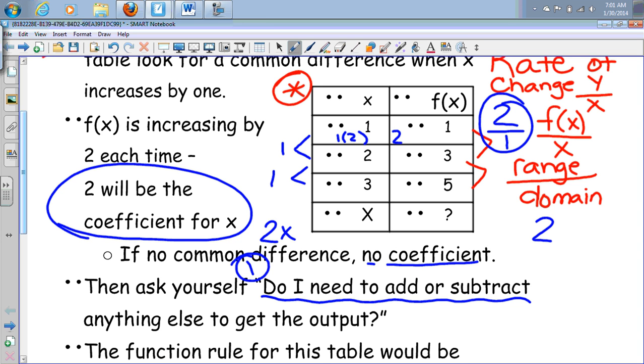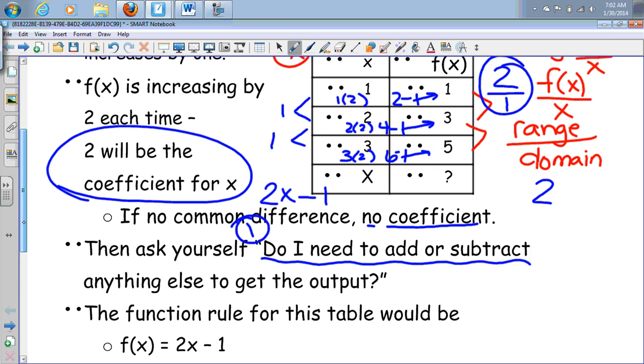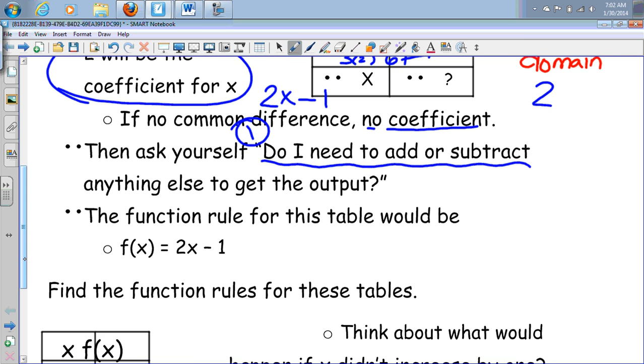Well, let's see. 2 times 2 is 4. 3 times 2 is 6. But each of these is just 1 away. So when I multiply by 2, I'm also going to need to subtract 1, because 2 minus 1 gives me 1. 4 minus 1 does give me 3. And 6 minus 1 does give me 5. So the function rule for this table would be f of x equals 2x minus 1.